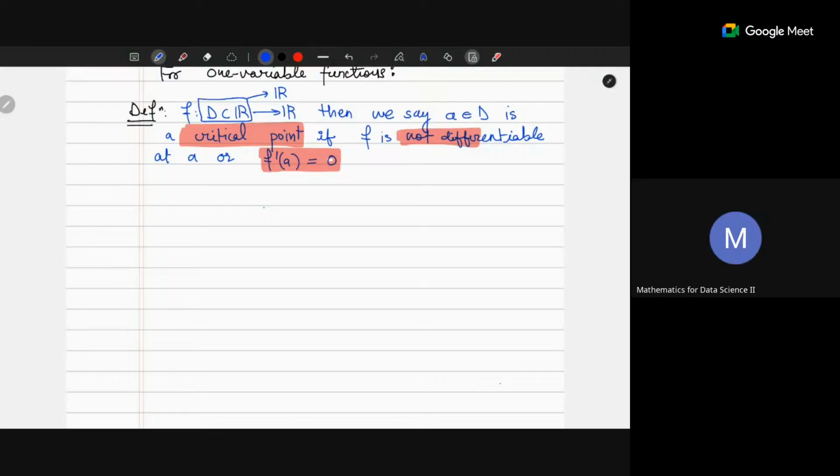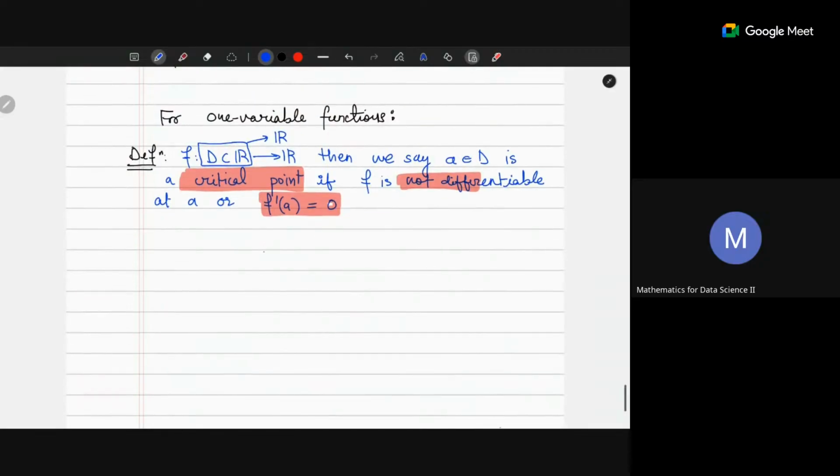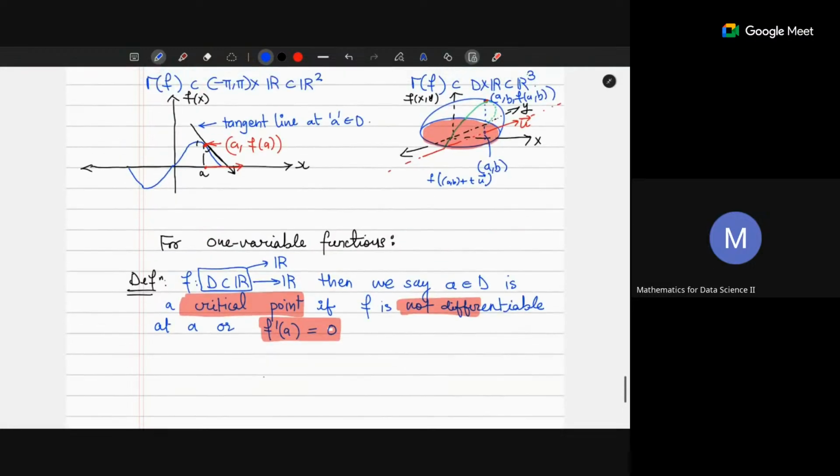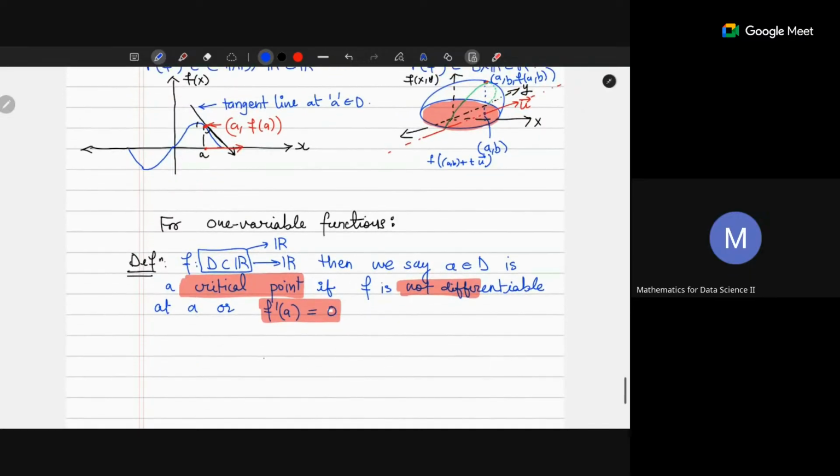All right. So, critical points. We have seen critical points for the sine x curve. There are two critical points in this graph in the domain that I've just mentioned.